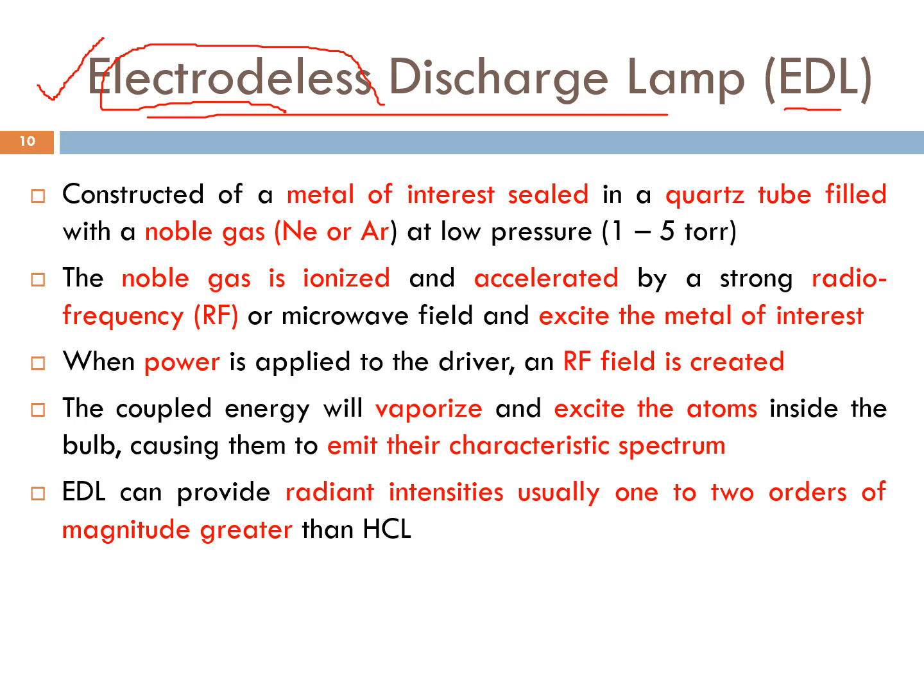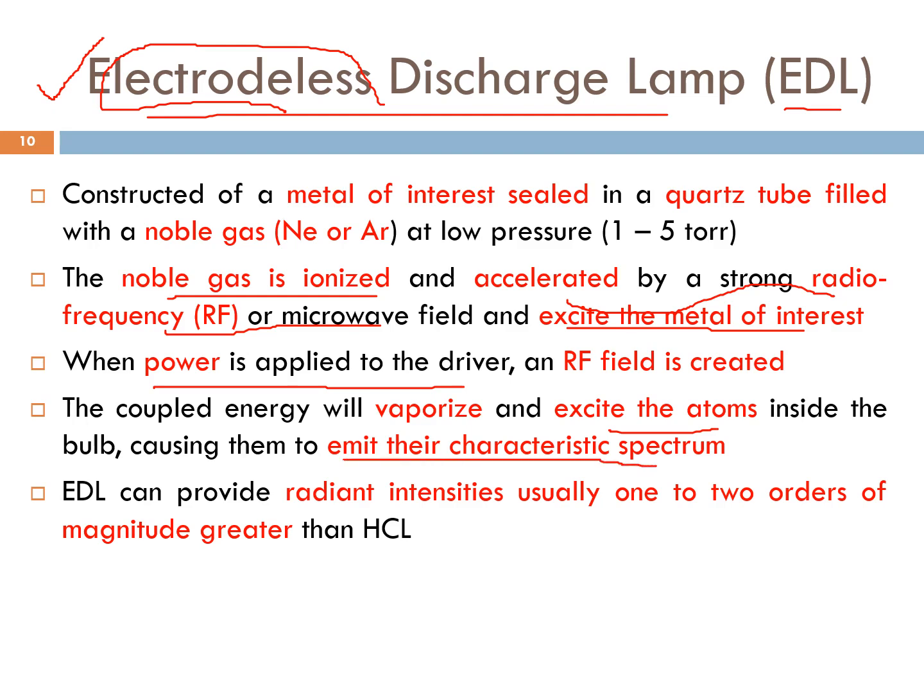In this, the noble gas is ionized and accelerated by a strong radio frequency or microwave field, and this radio frequency will excite the metal of interest. How is the RF, or radio frequency, created? When power is applied to the driver. This process will excite the atom. When it is excited, it will drop back to its ground state and emit its characteristic spectrum.